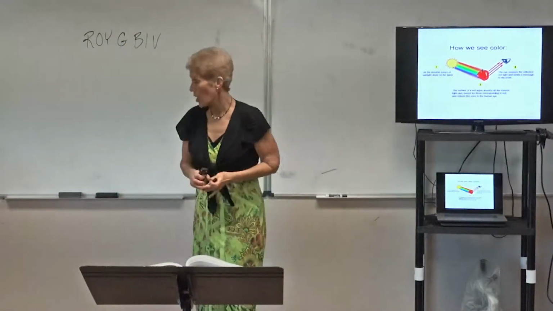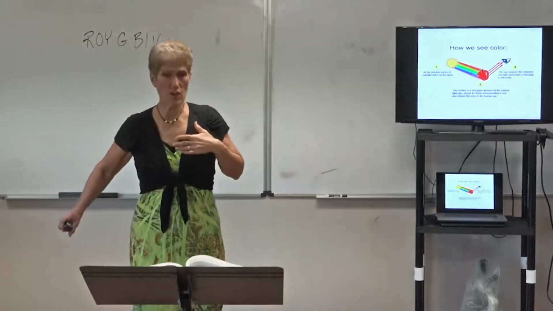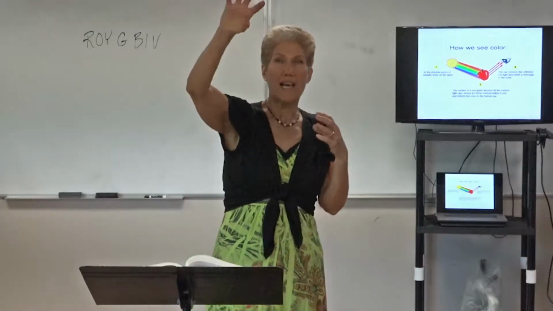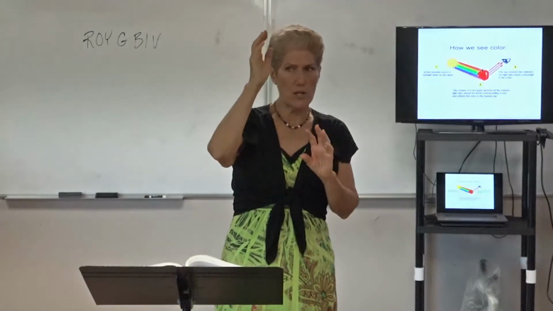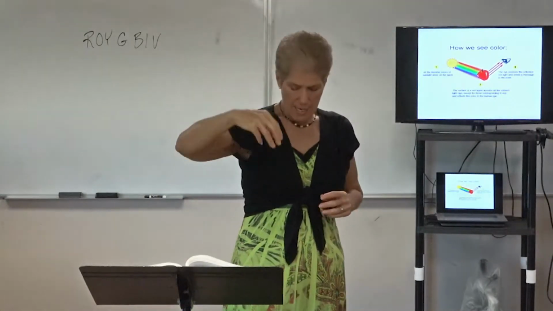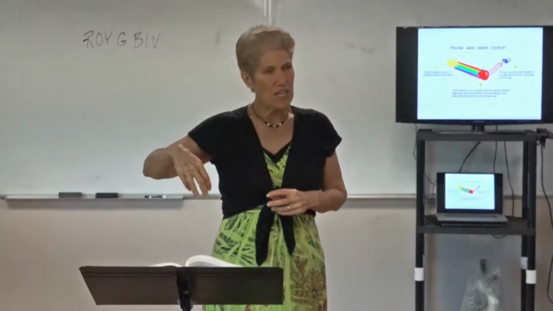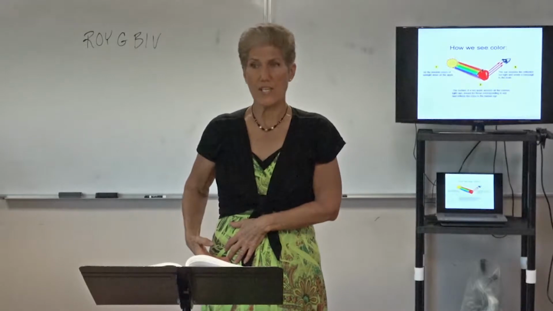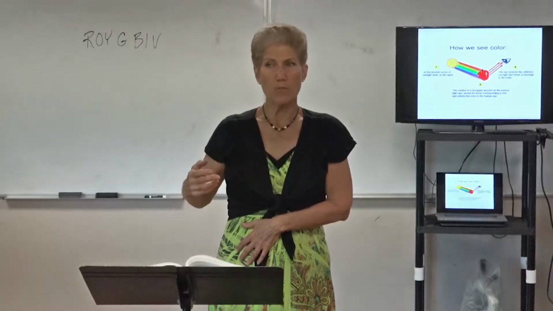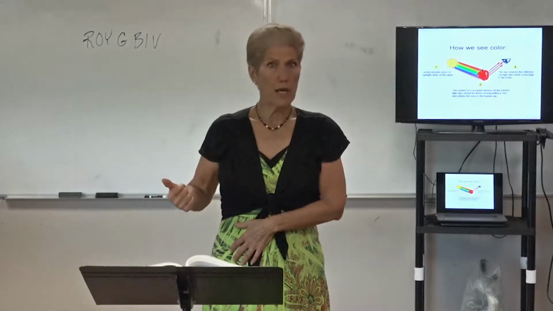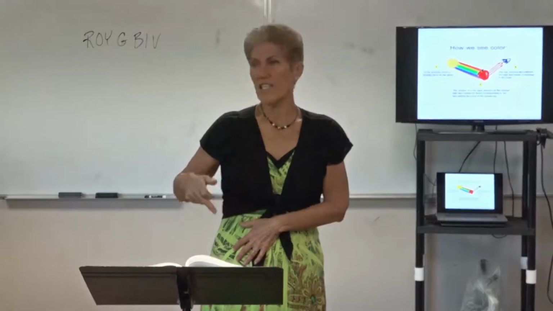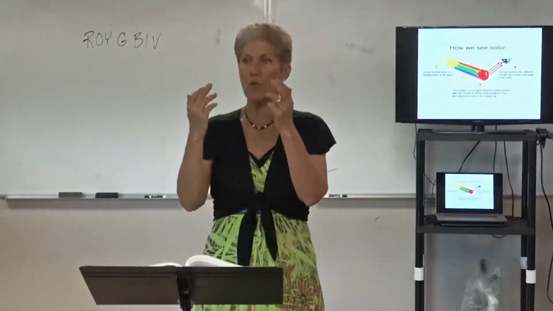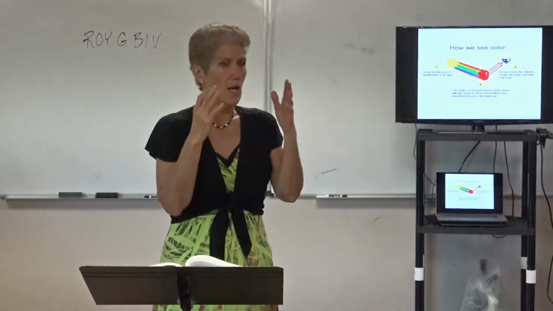Now, the reason things look the color that they do is because of how the light is reflected to our eye. So let me show you. I've got on a green dress here. So what happens is the white light has Roy G. Biv. It has red, orange, yellow, green, blue, indigo, violet. When it hits my dress, the green dye absorbs all the colors except for green. So it absorbs Roy, it absorbs Biv, but it doesn't absorb green. It reflects the green back to my eye, and therefore I see a green dress.